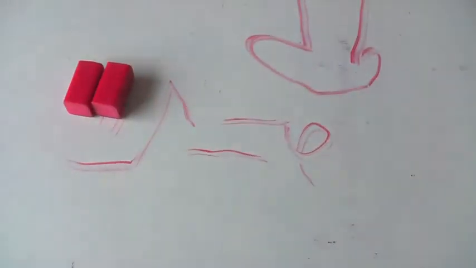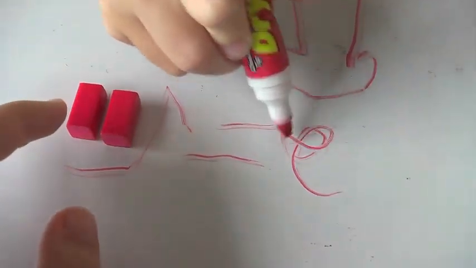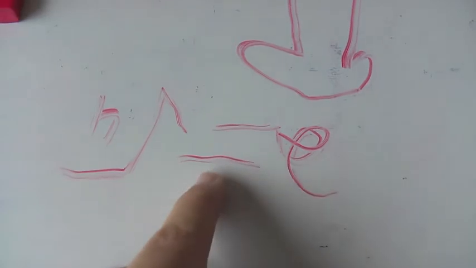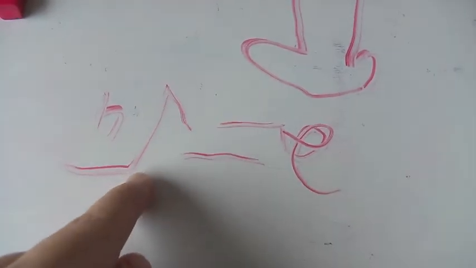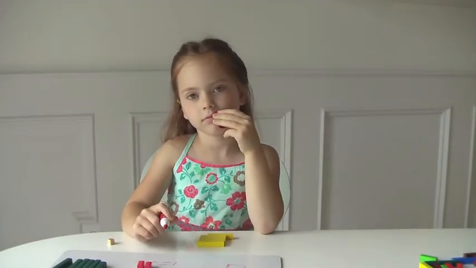Uh-oh, it's not working. There, so the whole thing is 4. Yeah, we need new markers. Okay, so read it to me. 2 equals the square root of 4.